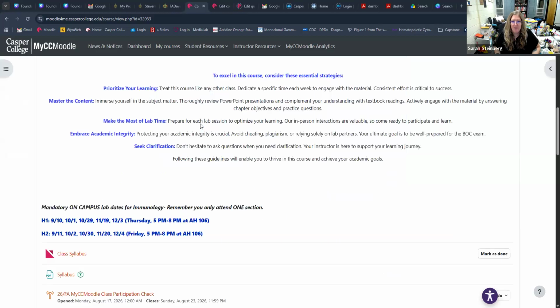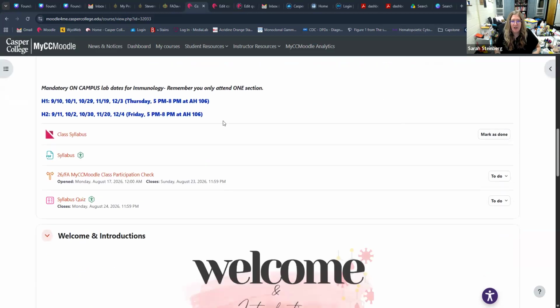So, important information about this course. I want you guys to remember that there's two sections. There's an H1 and an H2. So you just attend one section, and these are the dates that our labs will be held, okay? So our first lab is not until September 10th.